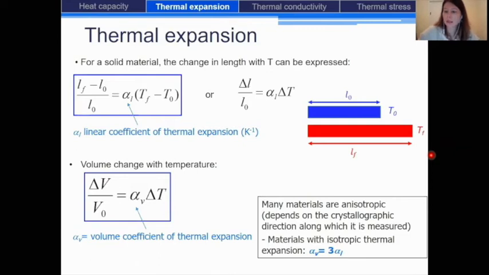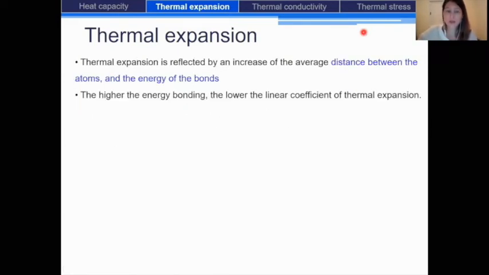In the case of materials that are isotropic, the thermal expansion will be the following. The volume coefficient of thermal expansion will be equal to 3 times the linear coefficient of thermal expansion, so 3 times this one-dimensional coefficient. The thermal expansion is reflected by an increase of the average distance between the atoms, and is related to the energy of the bond.